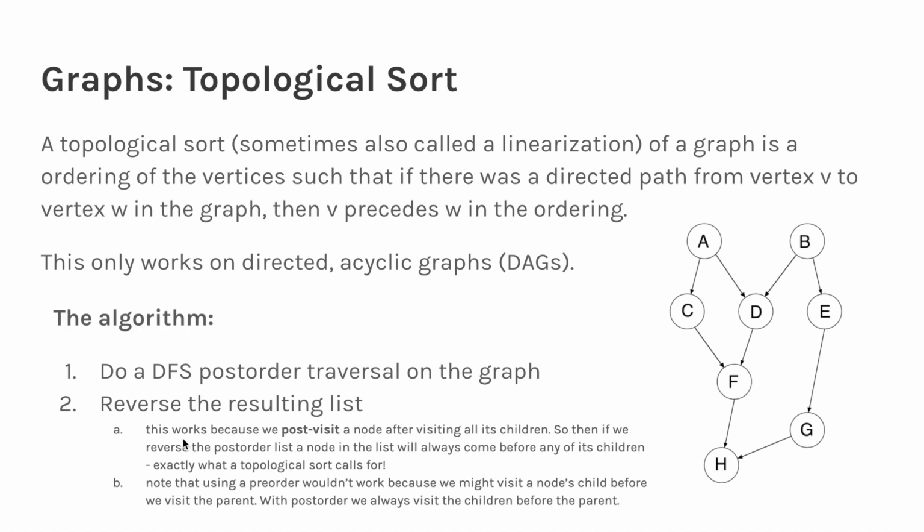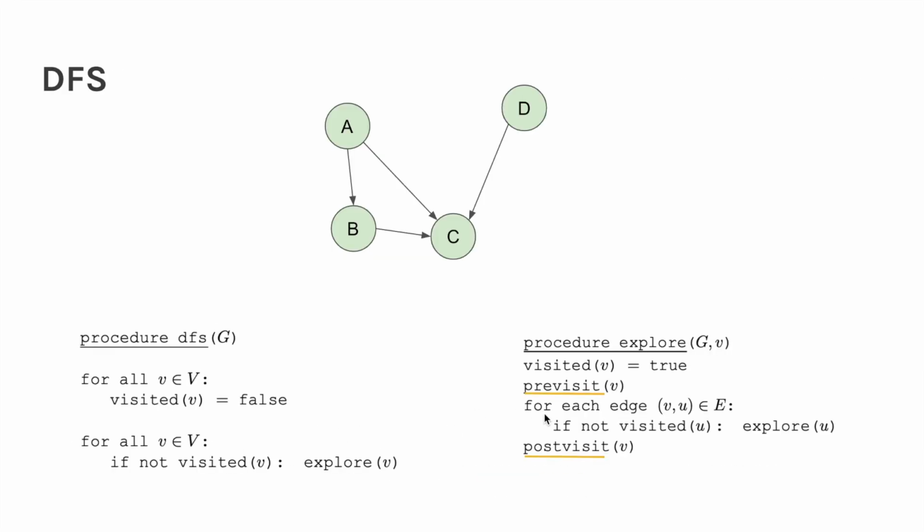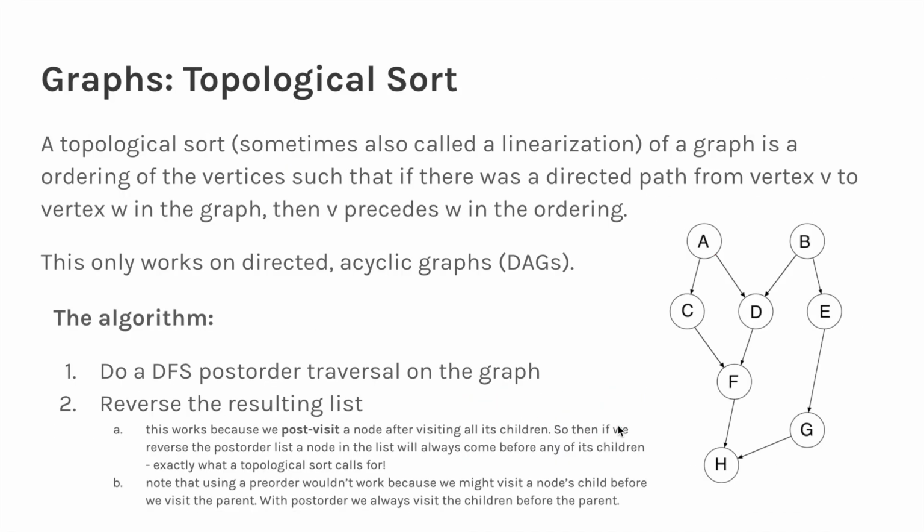Now, to get one possible answer, there's a pretty neat algorithm, which is straightforward. You run DFS, post-order traversal. So basically, run DFS and keep track of the post-order traversal of the nodes. And then you reverse this post-order list. So, how does this work? Well, you will recall that you post-order visit a node after exploring all of that node's children, right? So if we reverse the post-order list, a node in the list will always come before any of its children, right?